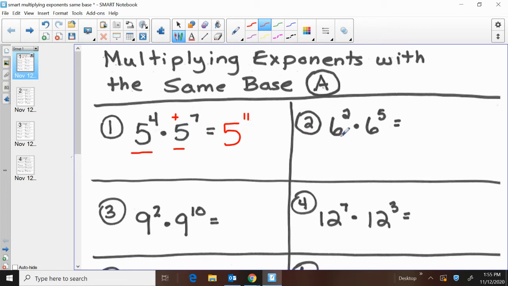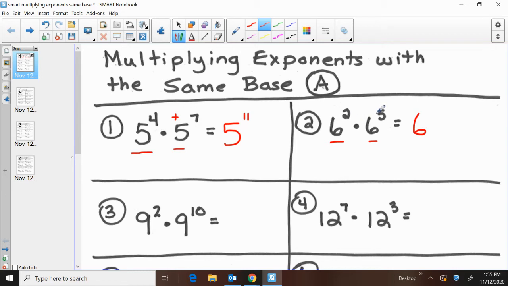So I'm going to go right next door. I have 6 to the 2nd power times 6 to the 5th, or some people might say 6 squared times 6 to the 5th. First take note that my bases are the same, so I can do what I did in this example. My base is a 6, so I'm just going to keep it as a 6.